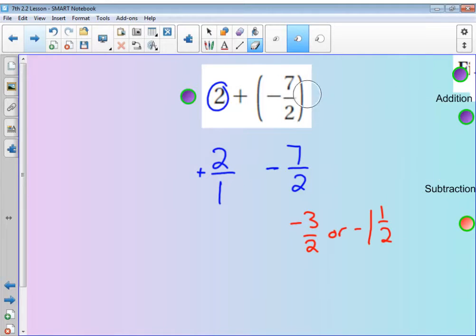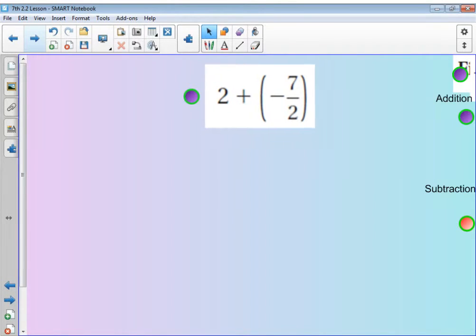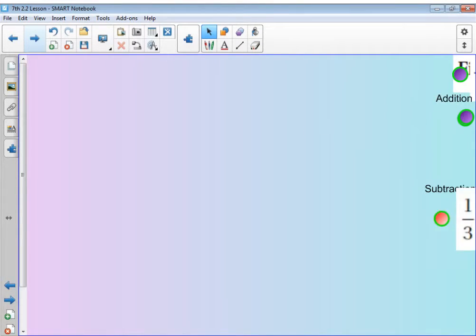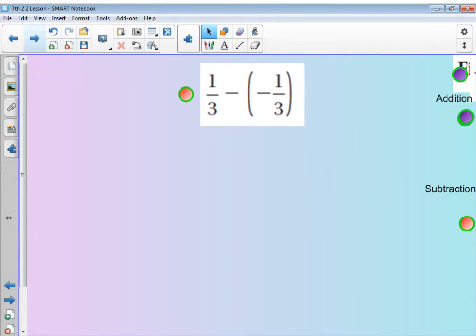Okay, so let's go through and work some other ones where they actually call them subtraction. It doesn't mean you're always subtracting. But here's a sample of when we've got subtraction.